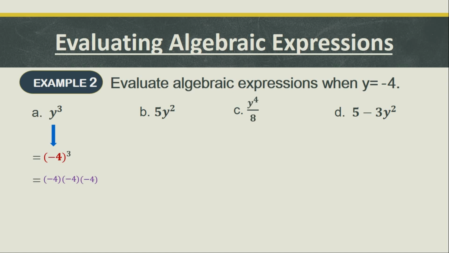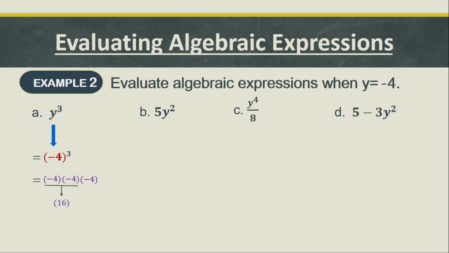Actually, there are many ways on how to simplify negative 4 cubed. But what I will be showing you here is the step-by-step process in getting the answer. So you can start by pairing the first two factors, negative 4 and negative 4, and then multiply them. Remember that when you multiply a negative number times another negative number, the answer is always a positive number. So here, when you multiply negative 4 times negative 4, the answer is positive 16.